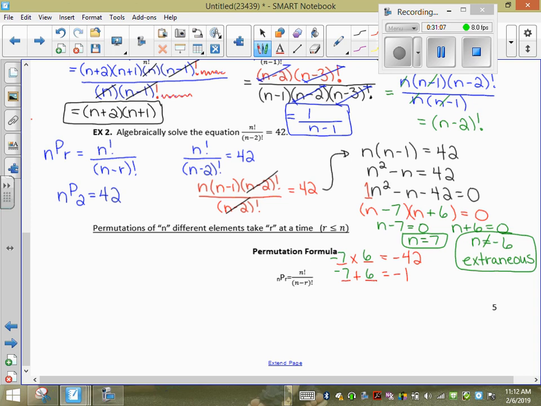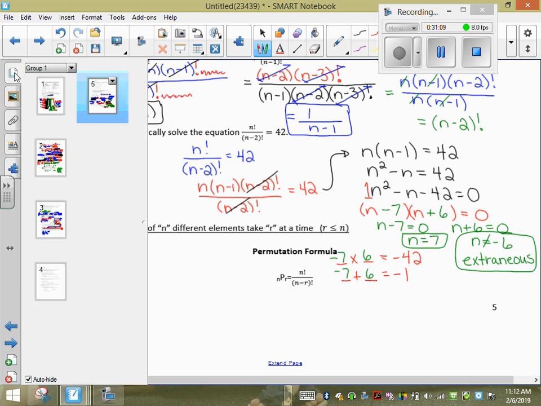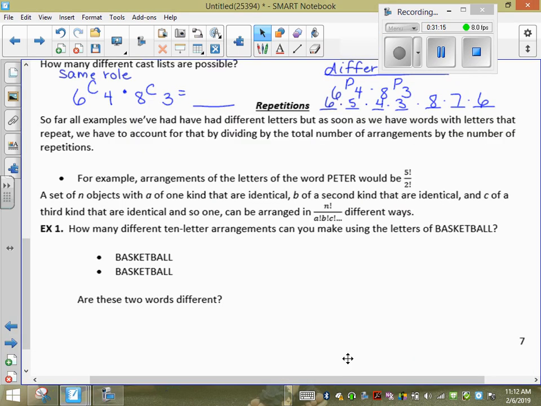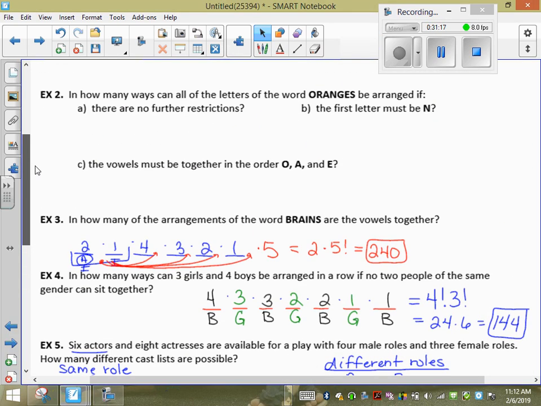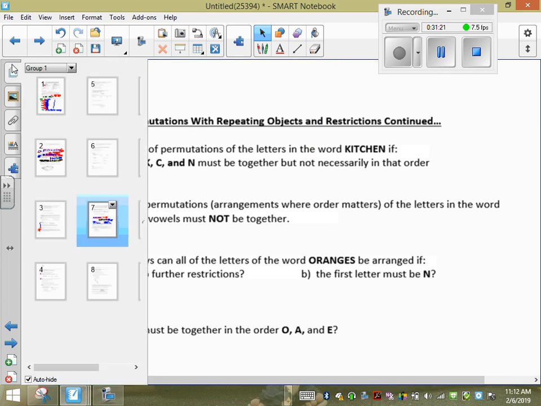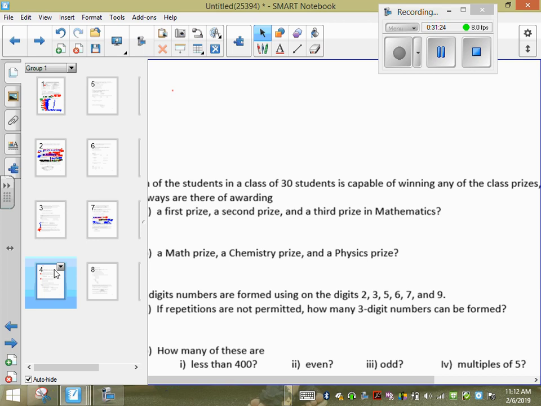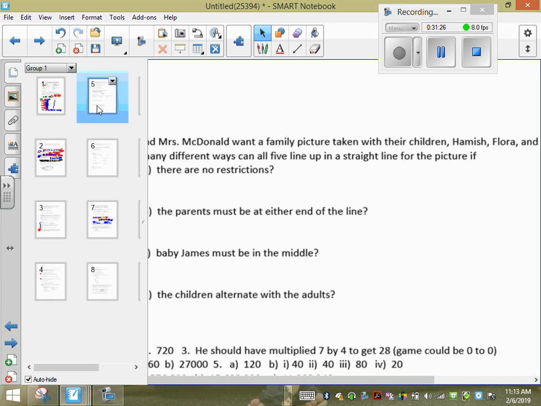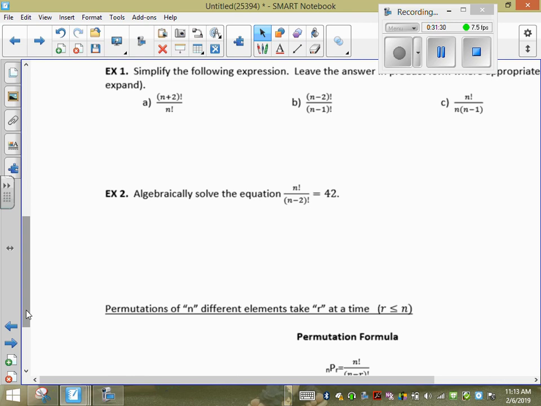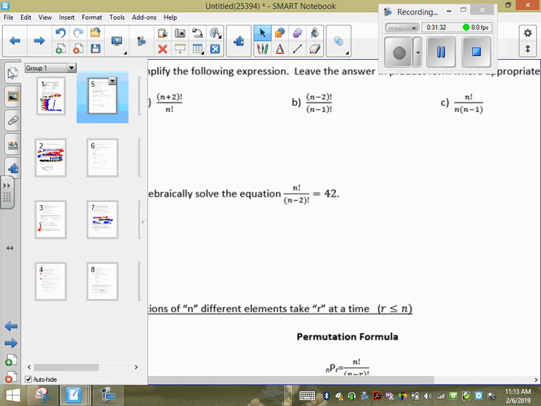Okay. Oh, you guys have more. I don't know why this is cut. Where's my factorials? I didn't print the other one off. Okay. I don't think it has it on here either.